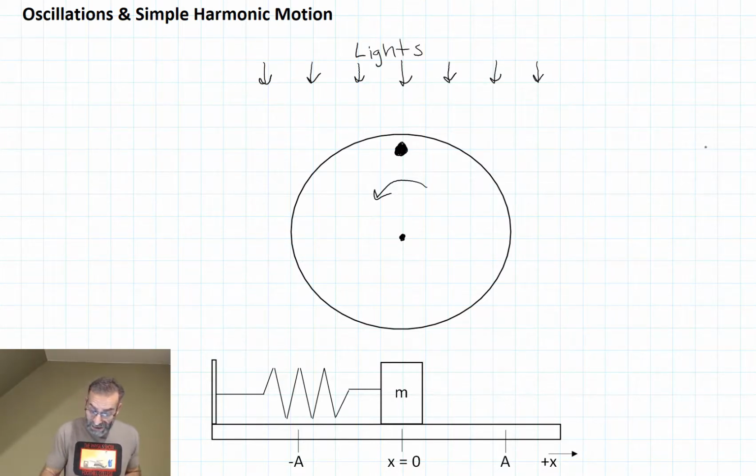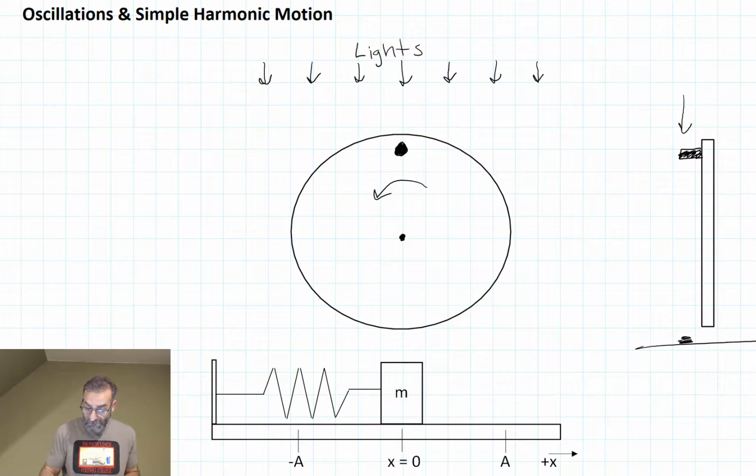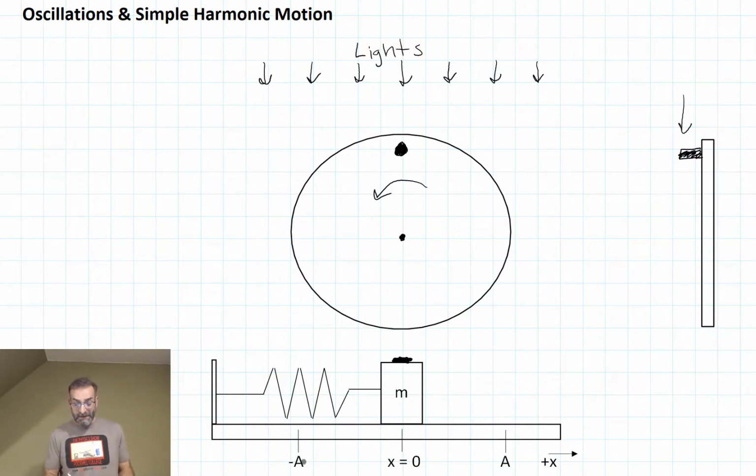If I look at the side view of my disc, the peg is sticking out right there. And you can see I've got a bunch of lights on the ceiling pointing straight down. Light is coming straight down from the ceiling, and when the light hits the peg, it's going to leave a shadow on the ground below. So I'm going to get a shadow right here on the box when it's sitting at the equilibrium position of the spring, and my disc happens to be in this position.